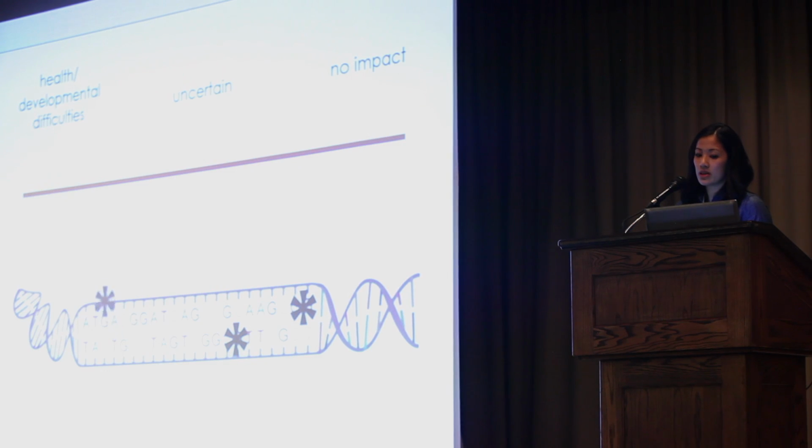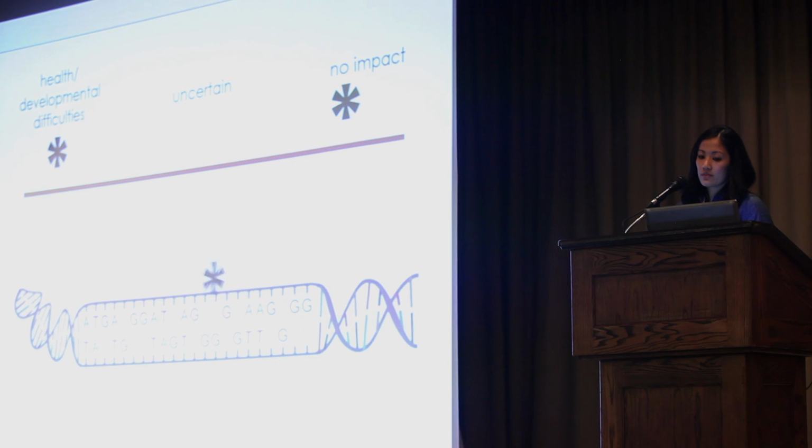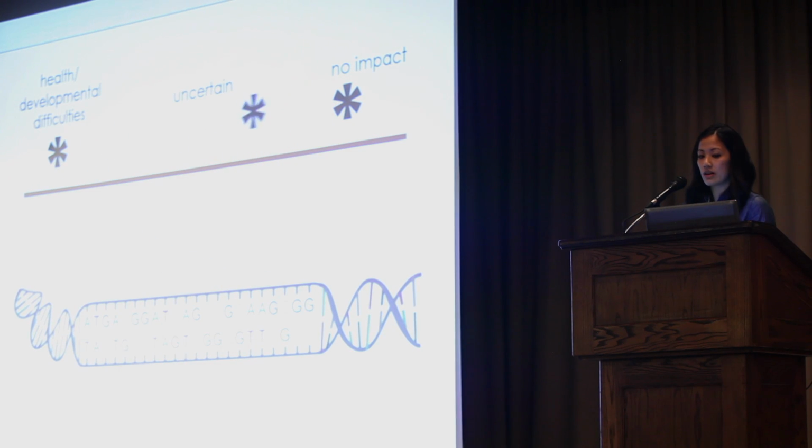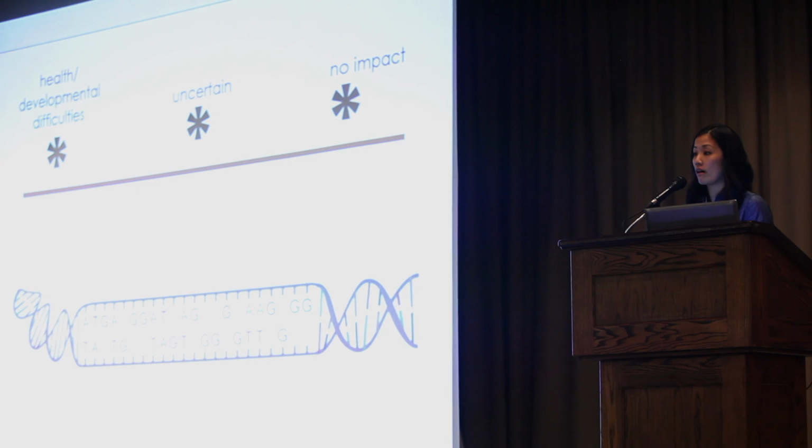Some of these changes, we know, contribute to health and developmental difficulties. Some of these changes, we know, don't have a direct impact on our health and development, and they're considered normal variations that make us unique and are seen in the general population. Then there are variants where we're not quite sure whether they contribute to health conditions or not. So at this point in time, they're described as uncertain. We see them in some individuals who have the condition. We also see them in individuals who don't have the condition. So we're kind of limited in terms of making a call one way or the other.